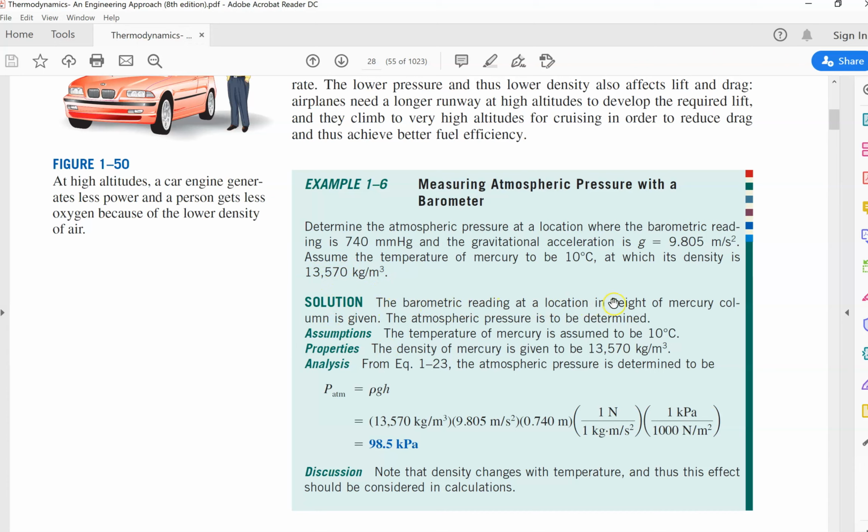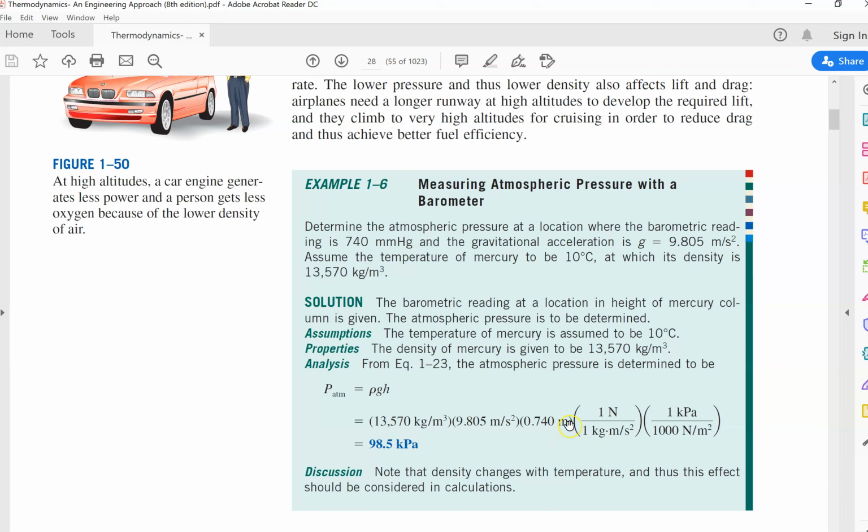The barometer reading at the location, the height of the mercury column, is given, so the atmospheric pressure is to be determined. You know the temperature is 10 degrees, so the density of mercury is this. From equations 1 to 3, atmospheric pressure is rho g h. You just take the rho, which is given in the question. The gravity is also given in the question. And the height, which is 0.74 meter.